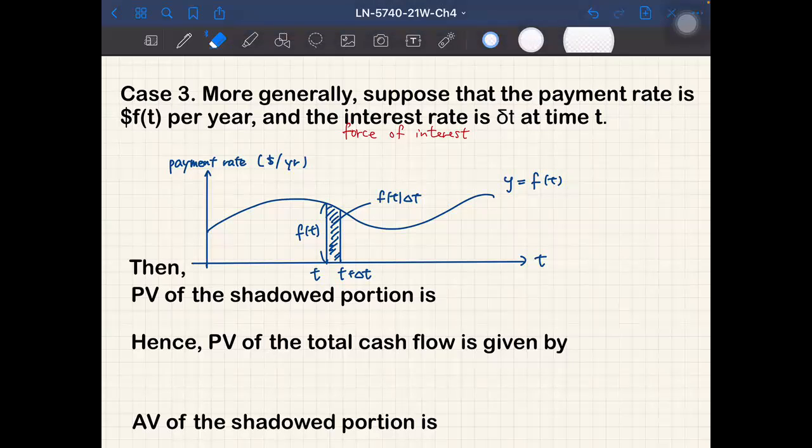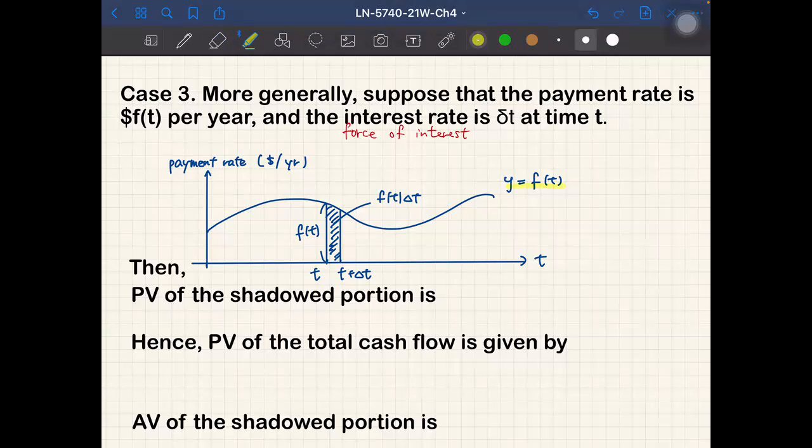Hi, this is section 4K, continuously varying annuities. We continue to case 3. Remember that in case 2, we calculated the present value of the continuously varying annuity at a rate of payment equal to f(t).